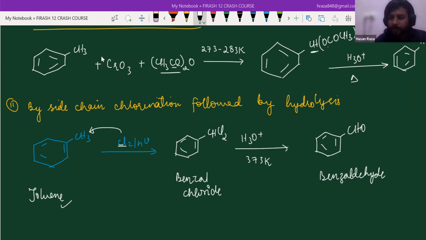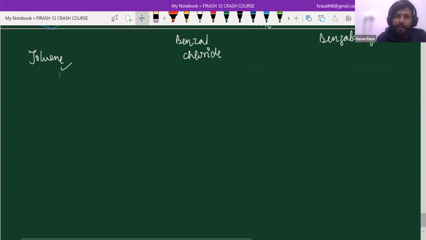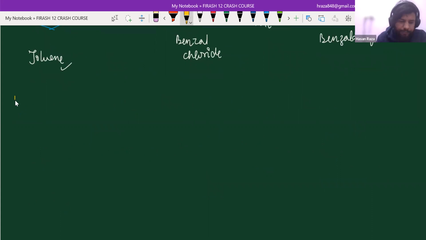Are you done with this? Yeah. Now the last preparation of this aldehyde is basically the third one. This was the second one. It is by the Gattermann-Koch reaction.